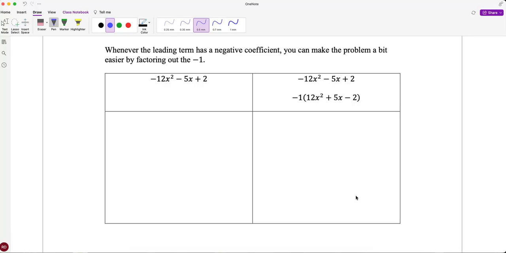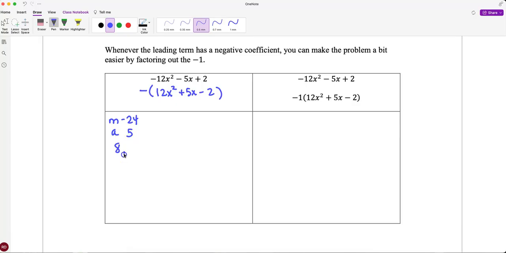The other thing you want to try to do is anytime the coefficient in front of the first term is a negative, it gets a little bit cumbersome to do that. So it's probably best to just factor out that negative. Let's just write this as 12x squared plus 5x minus 2. Okay. Now I need numbers that multiply to negative 24 and add to 5.